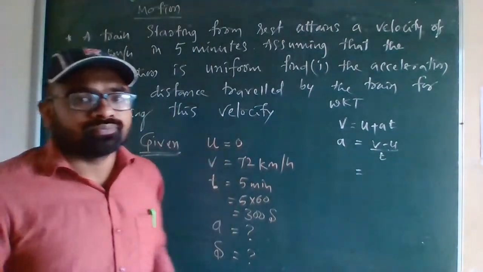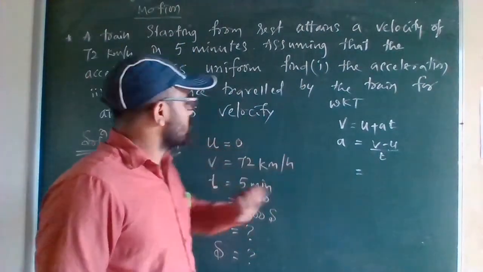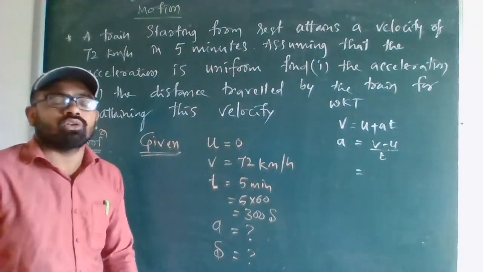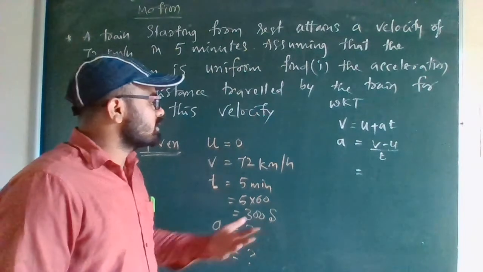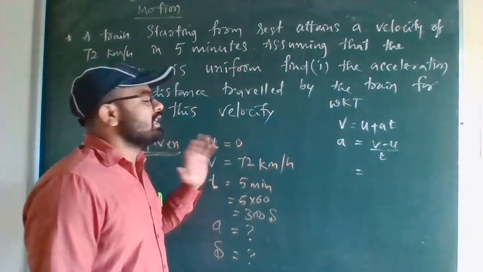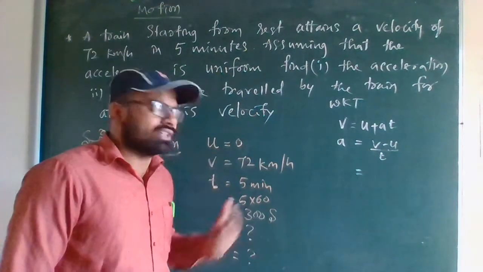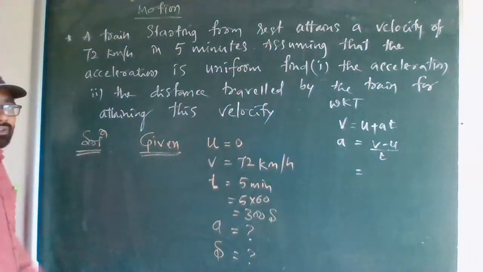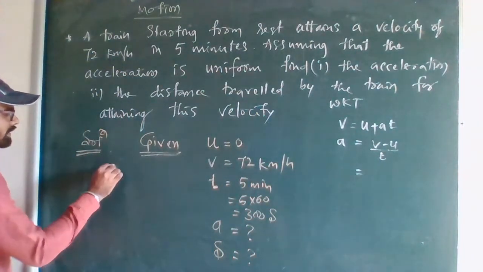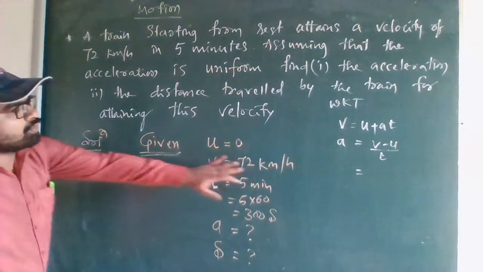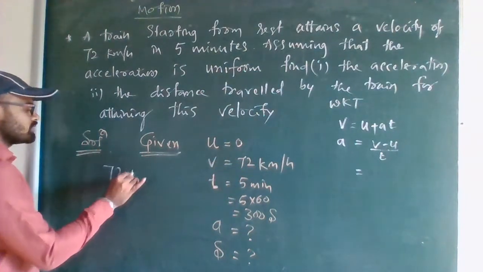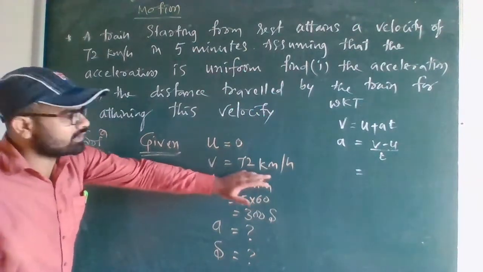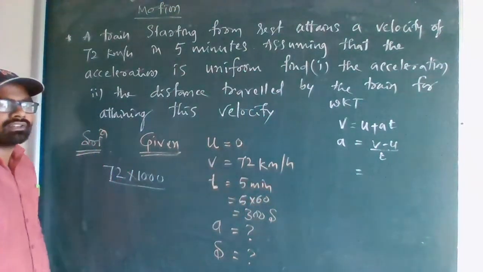So students, v minus u by t is there, but look here, this is in km/h, but this is in seconds. So I have to make v in meter per second because I have already taken time in seconds. How do we convert that into meter per second? Look here, 72 is there. Kilometer means 1000 meter. In 1 hour, how many seconds are there?